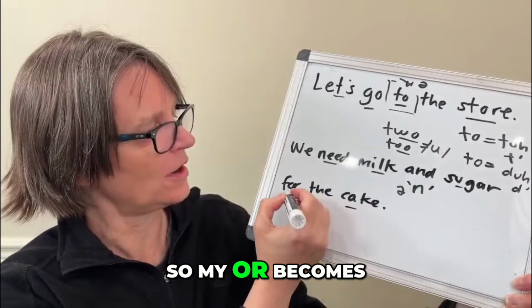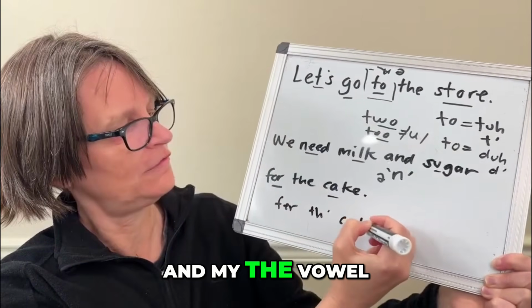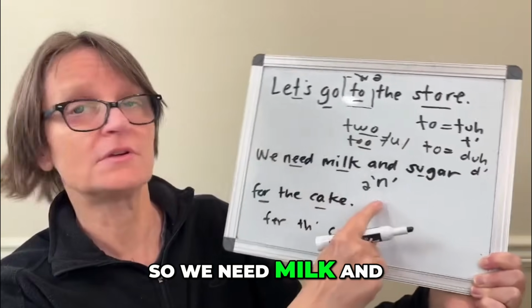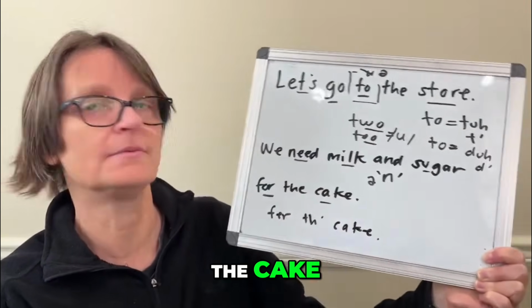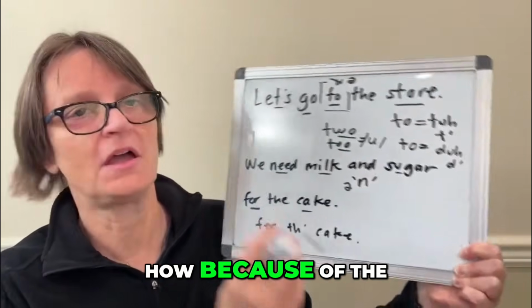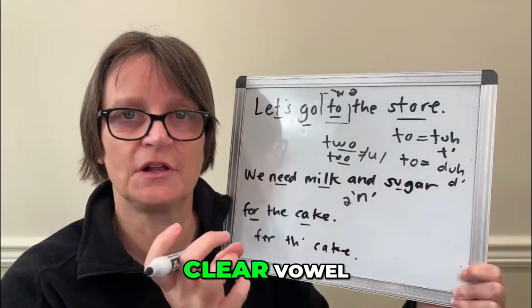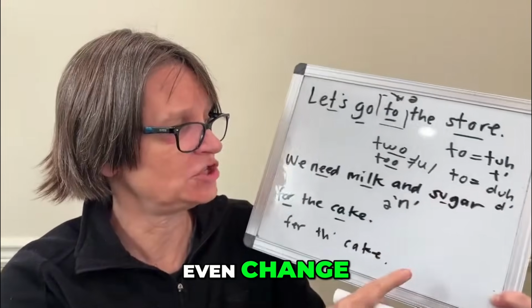So my "or" becomes an "er" sound, like "fer" for the, and my vowel becomes very short. So we need milk and sugar for the cake. We need milk and sugar for the cake. So you can see how, because of the rhythm of the sentences, some of the words lose their clear vowel. The consonant sound may even change.